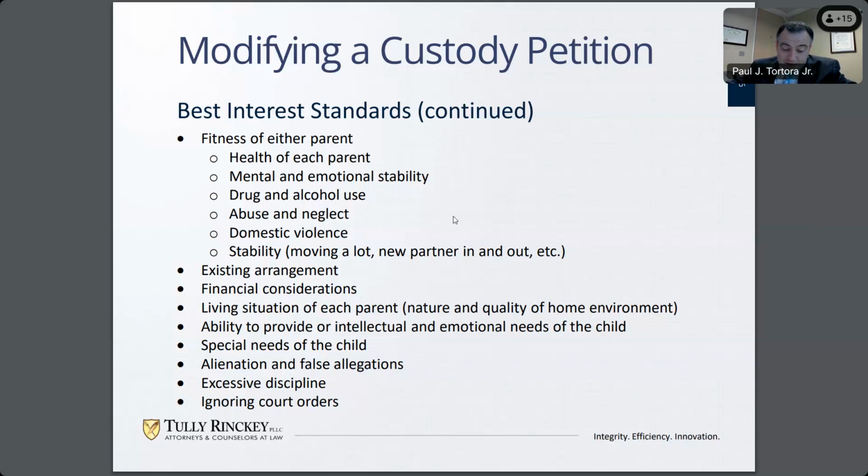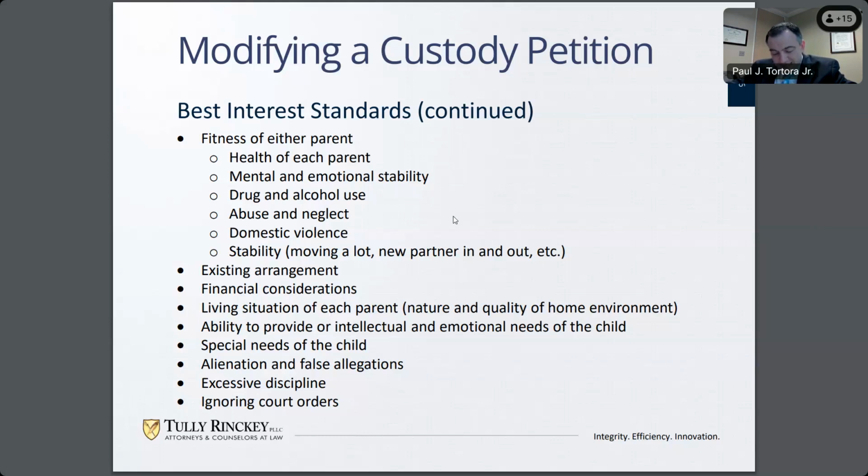Financial considerations. Can the parent provide the basic needs for the child? Do they have somewhere to live? Do they have a bed? Can they feed the child? The court could consider, do they have a car or means of transportation to get the child to school and medical appointments and activities and all of that? And do they have child care for the child when they're working? Do they have someone to watch the child? That's something they'll weigh in there.